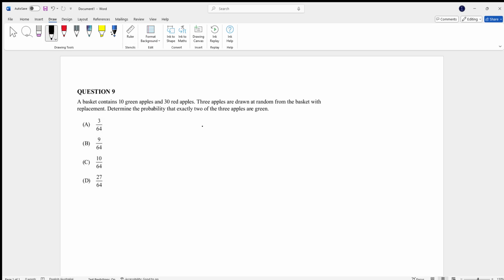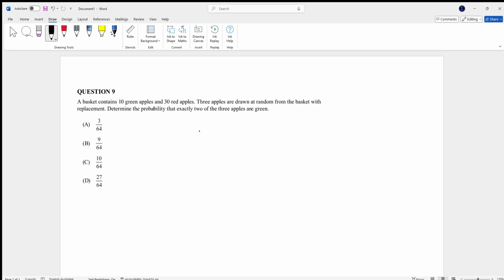But otherwise, let's get straight into question 9. So, a basket contains 10 green apples and 30 red apples. 3 apples are drawn at random from the basket with replacement. Determine the probability that exactly 2 of the 3 apples are green.